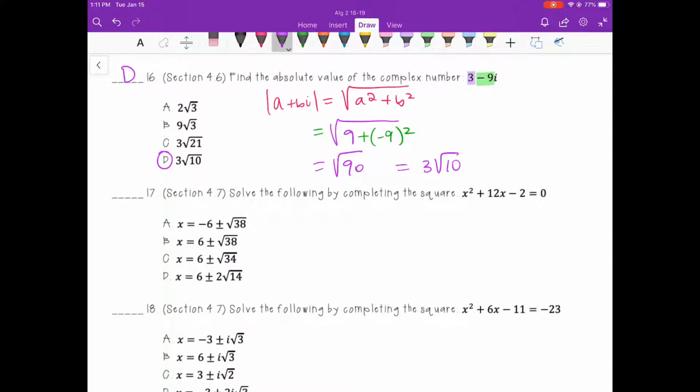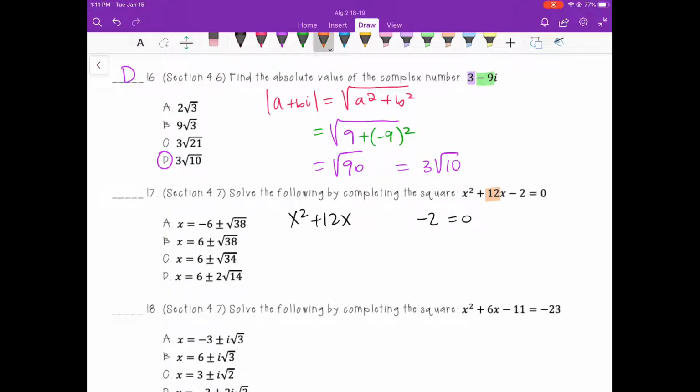Number 17, solve by completing the square. So, excuse me, this is section 4.7. Remember, the thing I said over and over and over was find half of b and square it. So your b term is always going to be the coefficient of your x. So for us, in this case, it is 12. So everything else stays the same. x squared plus 12x minus 2 equals 0.